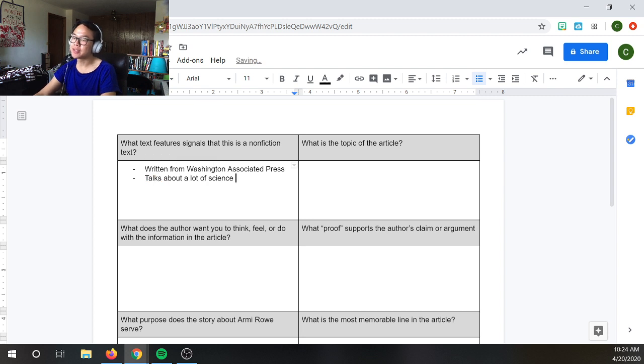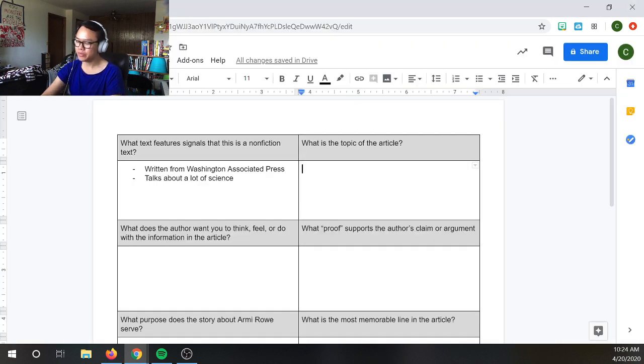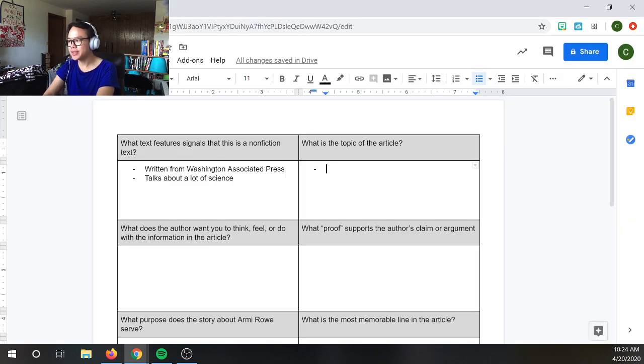It also talks about a lot of science, and science, again, is nonfiction. What is the topic of the article? Looks like it's about finding ways to cope with anxiety.